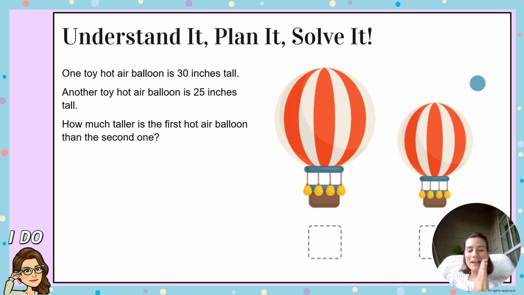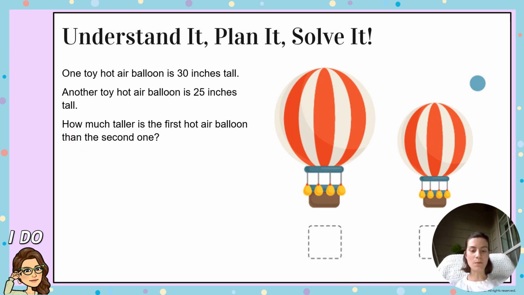All right, guys, when we're looking at a story problem, we follow 3 steps: understand it, plan it, and solve it. Understand it is where we really look at the problem, we underline what we've been given, we highlight what we need to know, and very first thing, we make sure that we read it again and understand what it's asking of us. I also have a handy picture here that I can use to help me as well. So let's first read the problem again. One toy hot air balloon is 30 inches tall. Another toy hot air balloon is 25 inches tall. How much taller is the first hot air balloon than the second one?